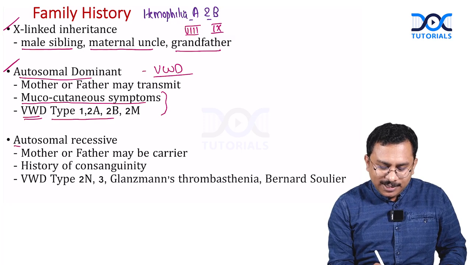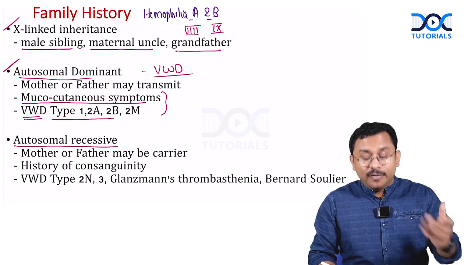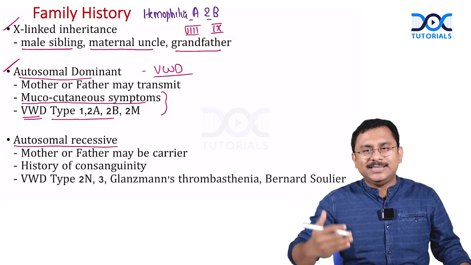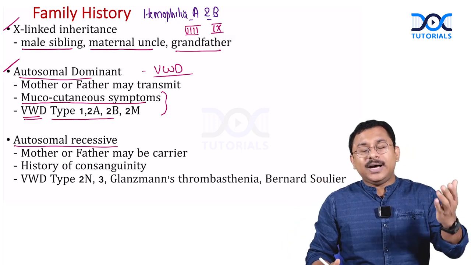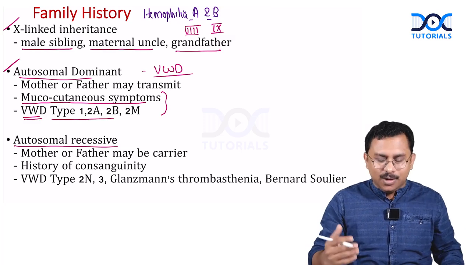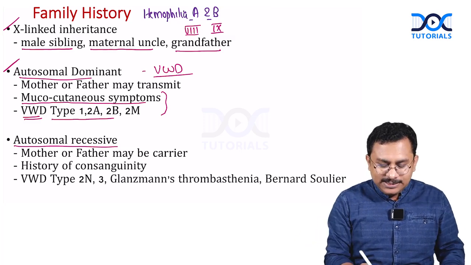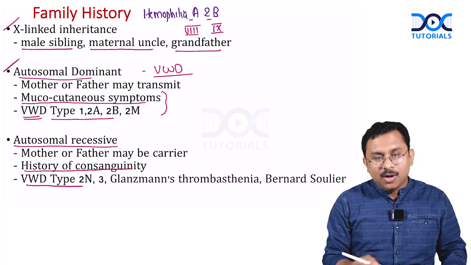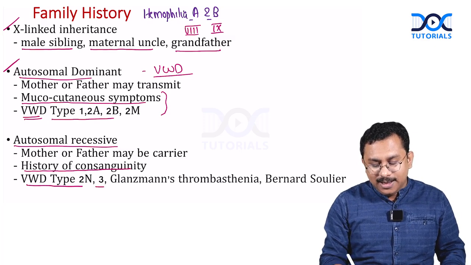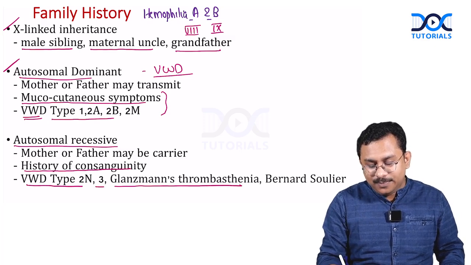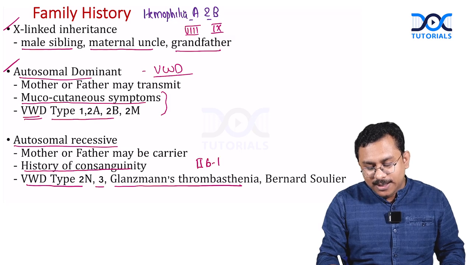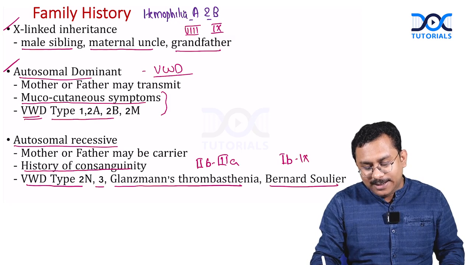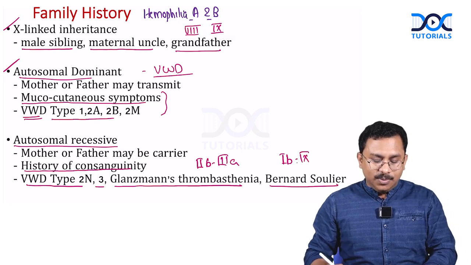Then coming to autosomal recessive. Here the mother or father may be the carrier, because you can have diseases which skip generations. So the mother or father may actually transmit the disease without having obvious manifestations. But watch out for the history of consanguinity in autosomal recessive. Examples are von Willebrand disease 2N, 3. Then Glanzmann's thrombasthenia, which happens because of a 2B 3A defect, and Bernard-Soulier syndrome, which happens because of a 1B 9 defect. So that is important.